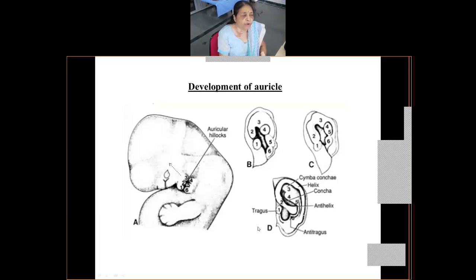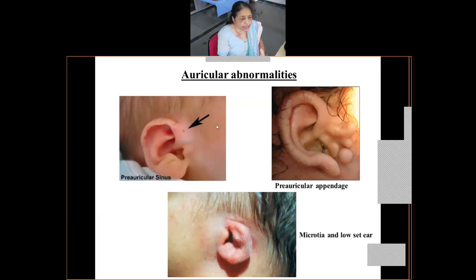So pinna abnormalities are more common. Now here you can see some of the pinna abnormalities. There may be an opening in front of the ear. Usually it is above the external auditory meatus or the tragus, but sometimes it may be below. And it is a benign condition. Only the cosmetic value may be there, and sometimes it may project. There is a cavity, and that cavity is known as the auricular sinus. Sometimes infection may occur. Okay, so that is the preauricular sinus or preauricular pit.